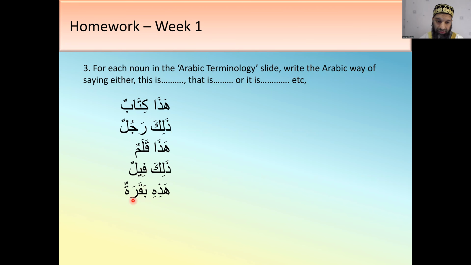And this one is masculine or feminine? Which one? Good. Feminine, because of the ta marbuta. So now we can't say hadha or dhalika. It's going to be hadhihi or tilka. Hadhihi baqaratun, this is a cow, or tilka baqaratun, that is a cow. Everybody happy so far?